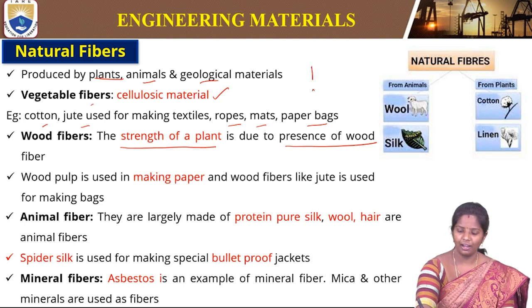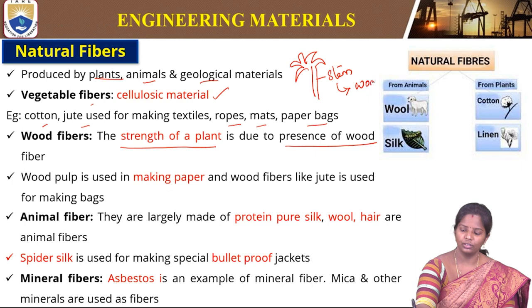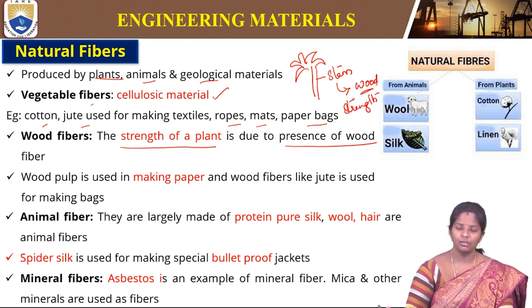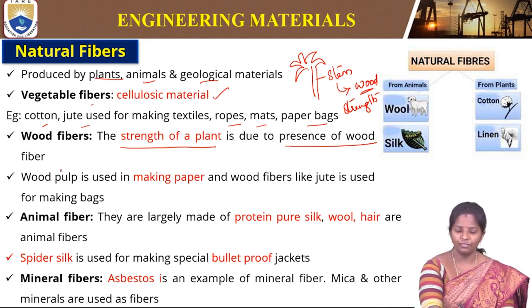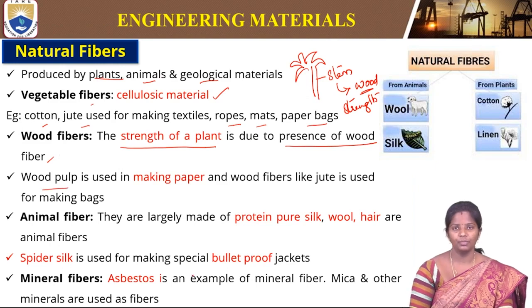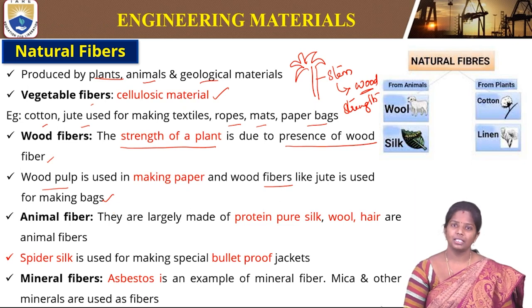For example, if we have a plant, this is the stem. The stem, after growth, forms wood. This is the strength of any plant, which makes it stand. From this we can obtain fibers called wood fiber. This wood fiber or wood pulp is used in making paper, and wood fibers are also used like jute for making bags. The jute bags we use are nothing but fiber obtained from the wood fiber.